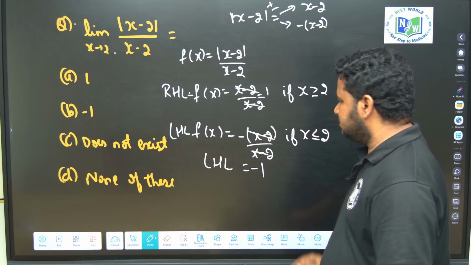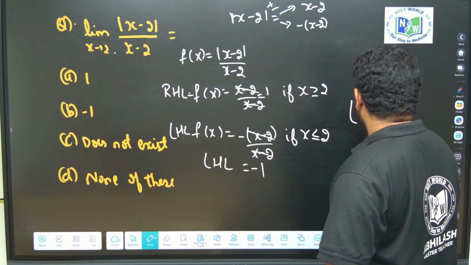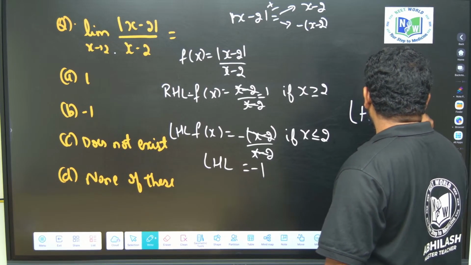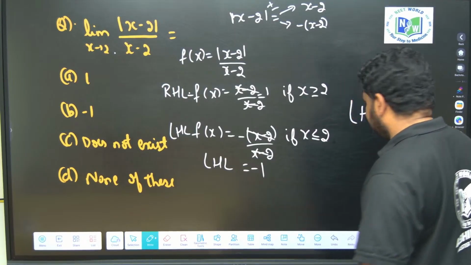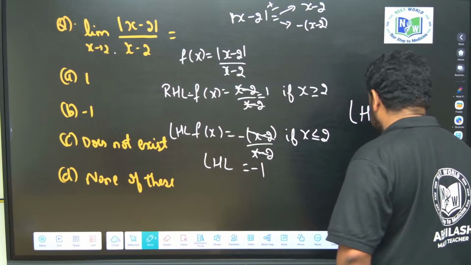Yes, correct, Nishan. That's good. So LHL is not equal to RHL. Correct? LHL is not equal to RHL. But for the limit to exist, I told you in the beginning. See here, what did I say?